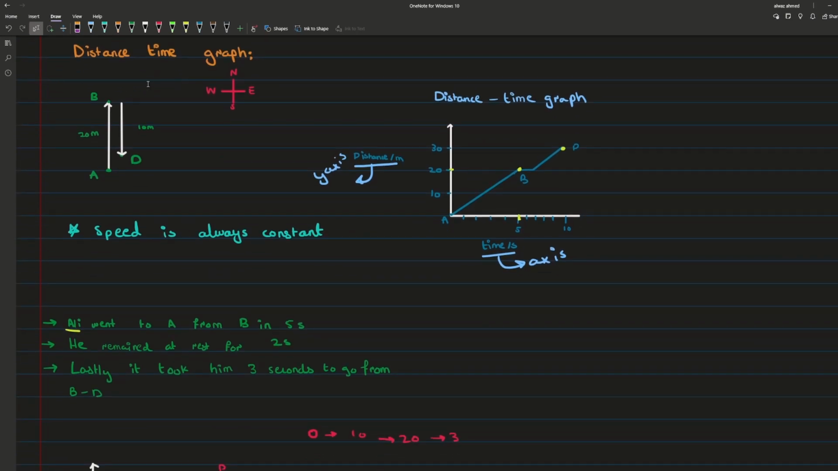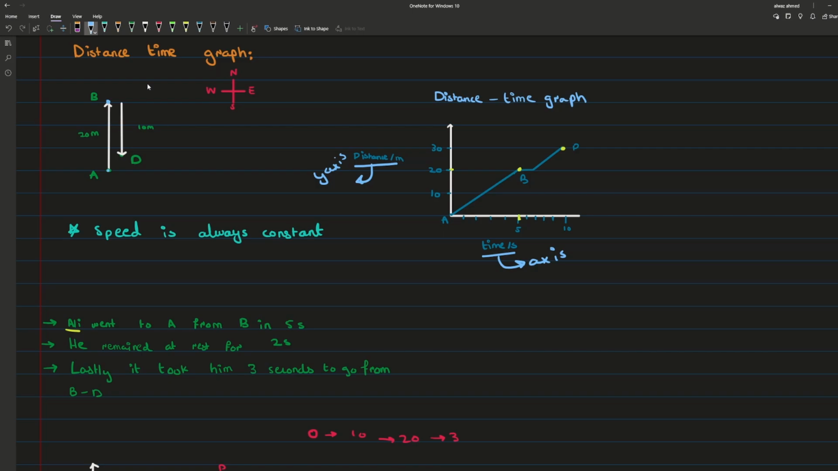So the example says that Ali went to B from A in 5 seconds. So this is point A, this is point B, and Ali is a person who walked from point A to B in 5 seconds. He remained at rest at B for 2 seconds, and the third point says that lastly it took him 3 seconds to go from B to D. So he remained at B for 2 seconds, and after that he went to D in 3 seconds, and the distance from B to D is 10 meters. So now we have to plot the distance time graph for Ali.